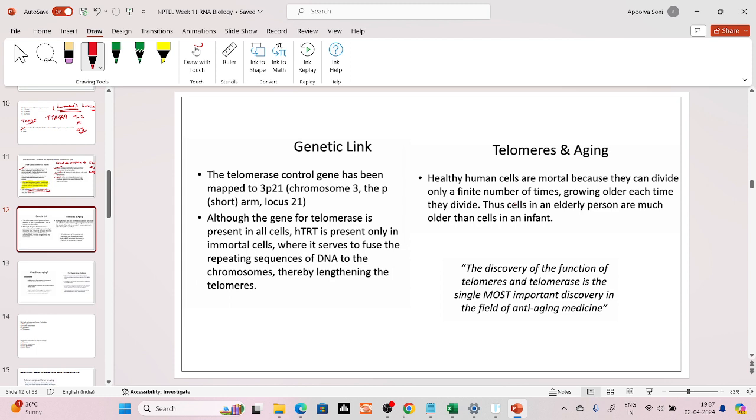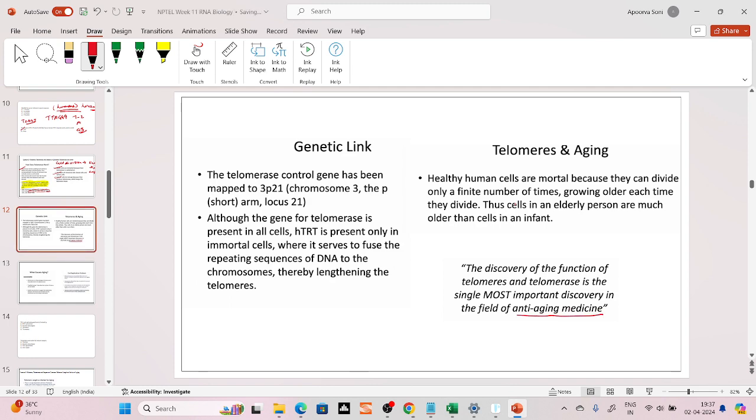And that is why if you have a cut or a wound, it's not very easy to heal it. And even on your face, the cells that can tighten up your skin are also not very much present now. So this is how telomerase and aging are related to each other. The discovery and function of telomeres and telomerase is the single most important discovery in the field of anti-aging medicines.